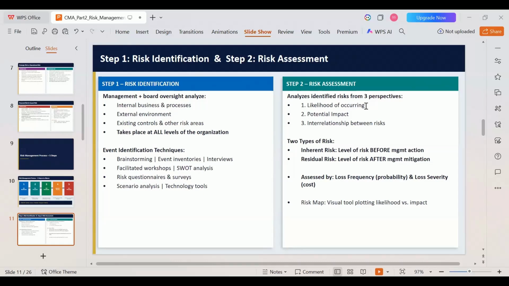Now again, we have two major types of risks that we note down in risk assessment. First one is inherent risk, and next we have residual risk. Let us understand this with an example. Let us take the example of a firecrackers firm. Now in this firecrackers firm, what will be the inherent risk for them?